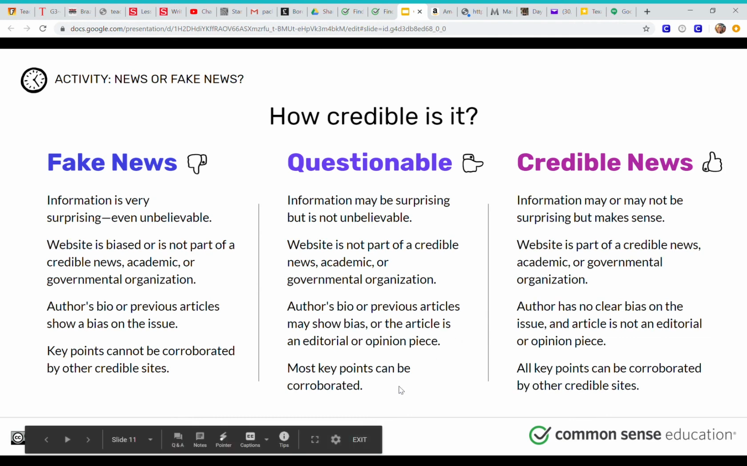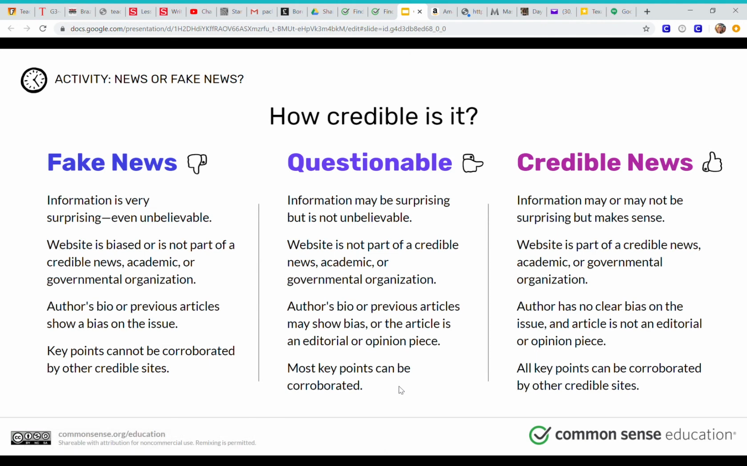And then most key points can be corroborated, but there are a couple of things that they say that nobody else is saying. So maybe take that as, okay, some of this is true, but some of this isn't. So I'm going to go to a more reliable source to get the news about whatever the topic is, okay? And then credible news.